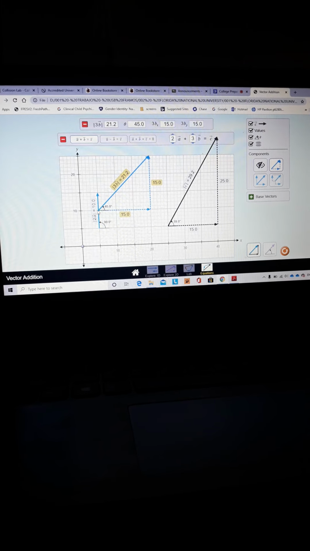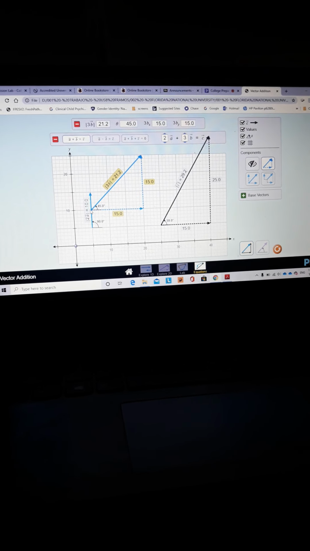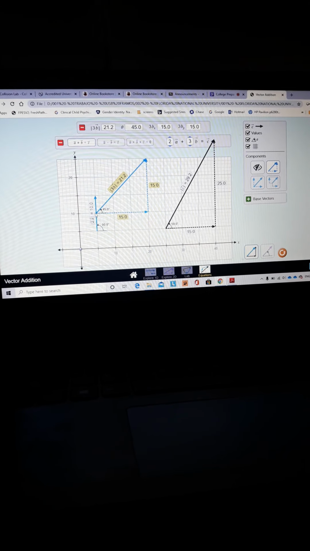So the vector addition lab is pretty interesting. I recommend that you follow the instructions that I give you as part of lab number one, and develop the different activities or the different actions, in order to analyze how we work with vectors.